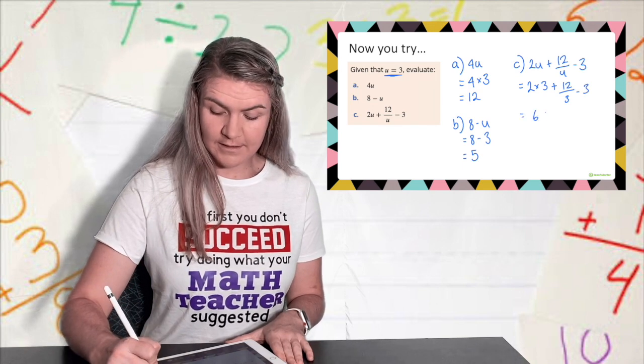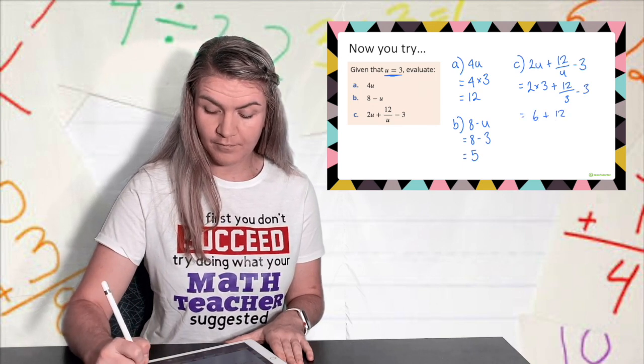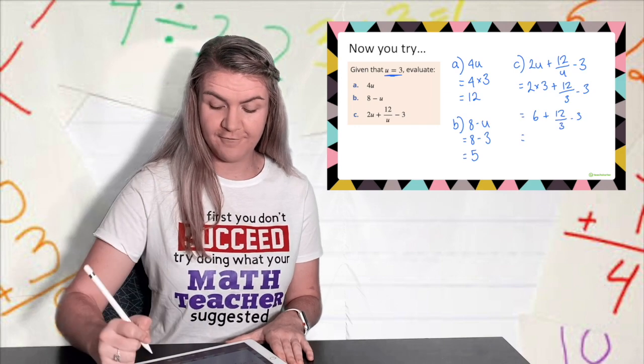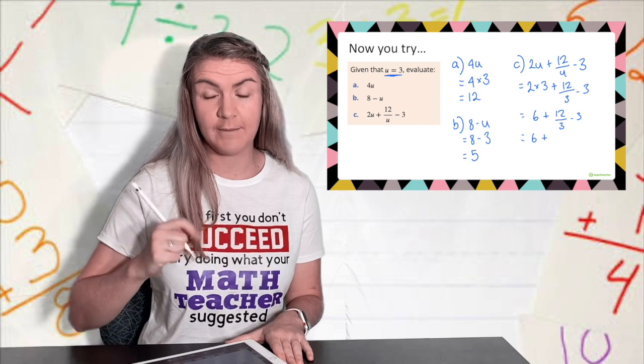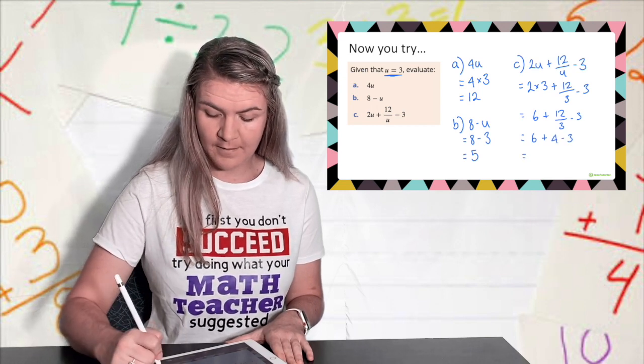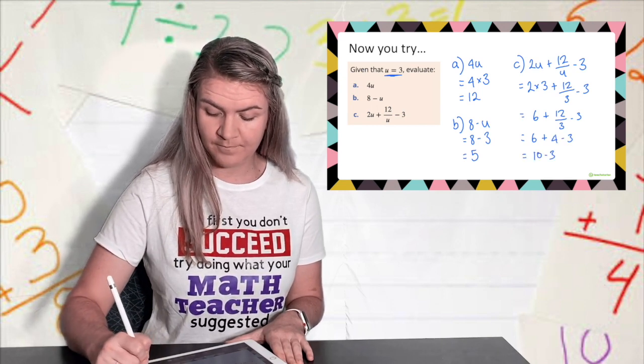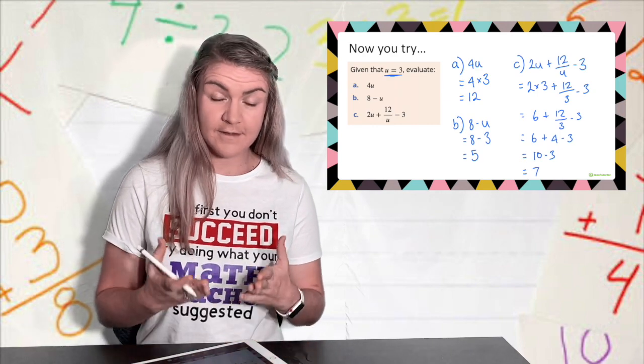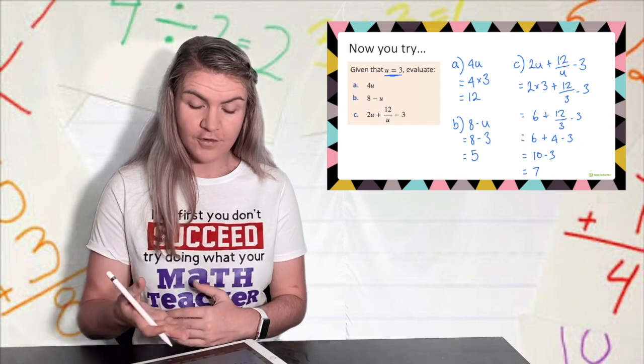2 times 3 is 6. Now, BODMAS says I've got to do the divide first. So 6 plus 12 divided by 3 equals 4. And 6 plus 4 is 10. And 10 take 3 is 7. So you can see that in this example, when u equals 3, those are my answers.